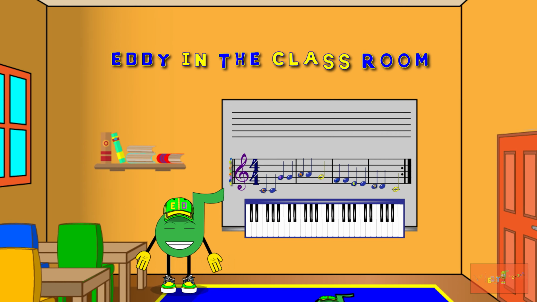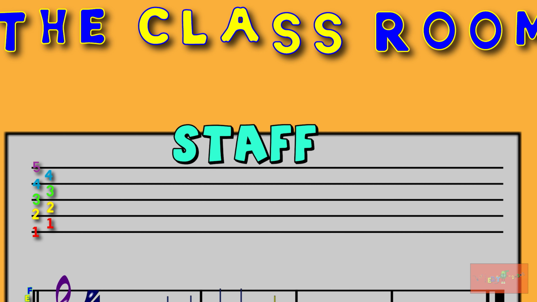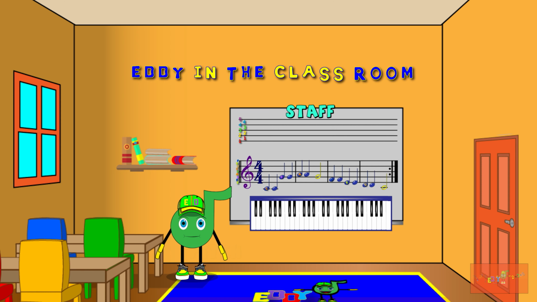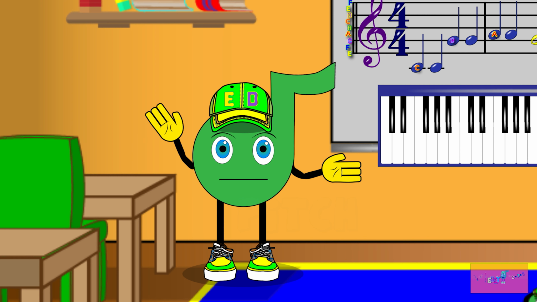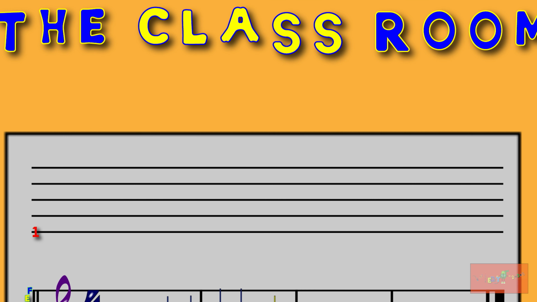In the last episode, you've seen these 5 lines of 4 spaces, but we never talked about them. These 5 lines of 4 spaces are called a staff. You see, a staff is 5 lines of 4 spaces used for musical notation. That simply means you put notes on it. There's lines 1, 2, 3, 4, and 5. And here's the spaces 1, 2, 3, and 4.